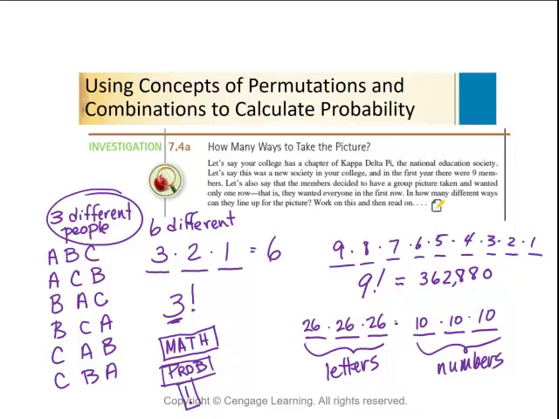So if I were to key this, 26 times 26 times 26 times 10 times 10 times 10, it would be 1,757,600. That's a lot of different license plates with 3 letters and 3 numbers. And those are just typical types of questions in counting problems. Let's see what they have next.